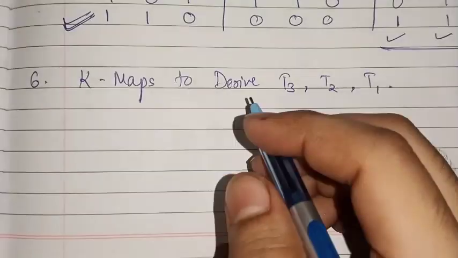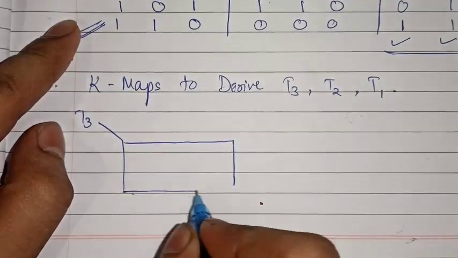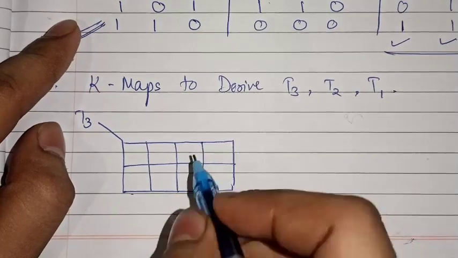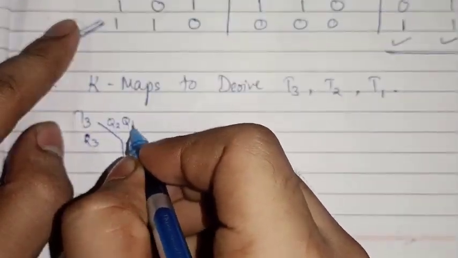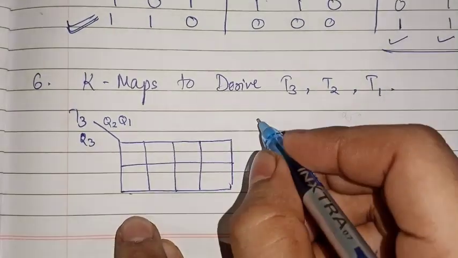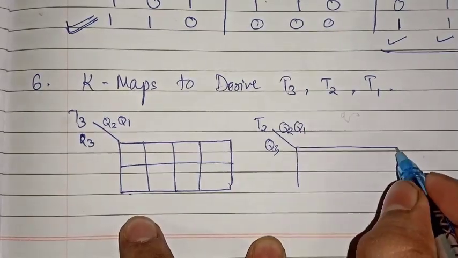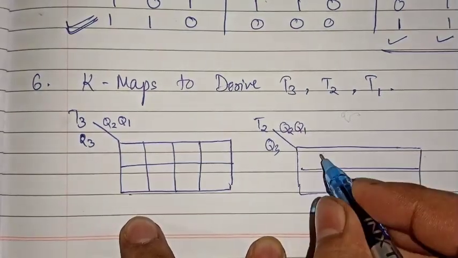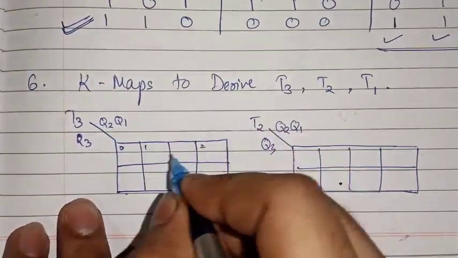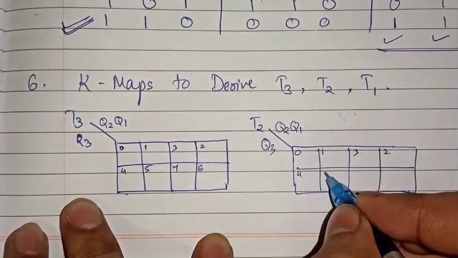Now let's fill the K-maps for T3. So this would be a 3 cross 2 K-map. I'm sorry, a 2 cross 4 K-map. It would be like this: Q3, Q2, Q1. This is for T3, then T2. So this is 0, 1, 2, 3, 4, 5, 6, 7.